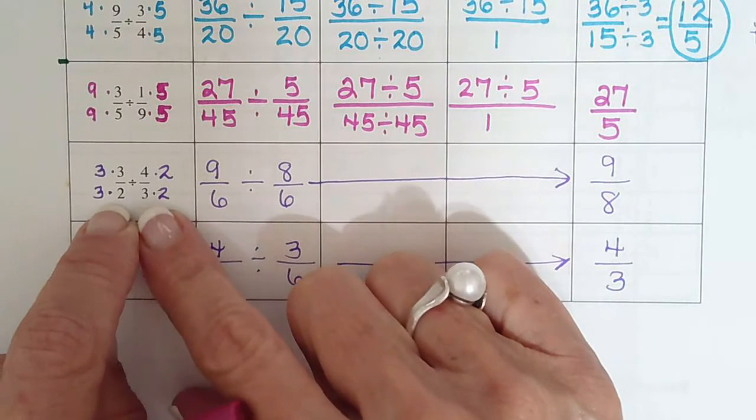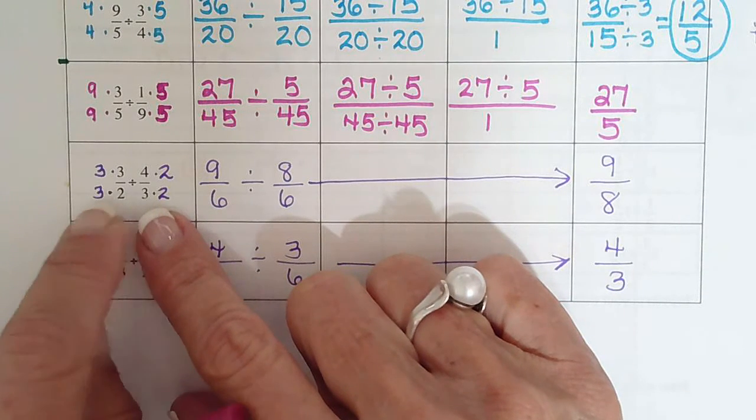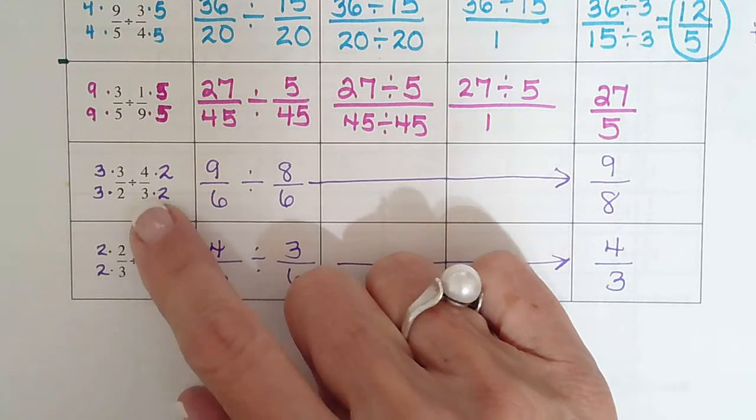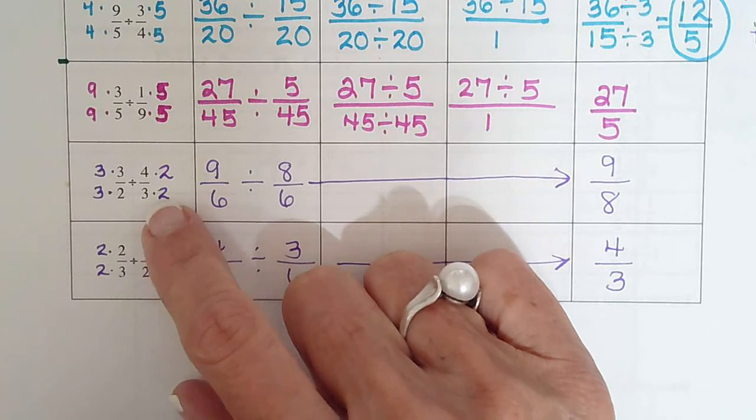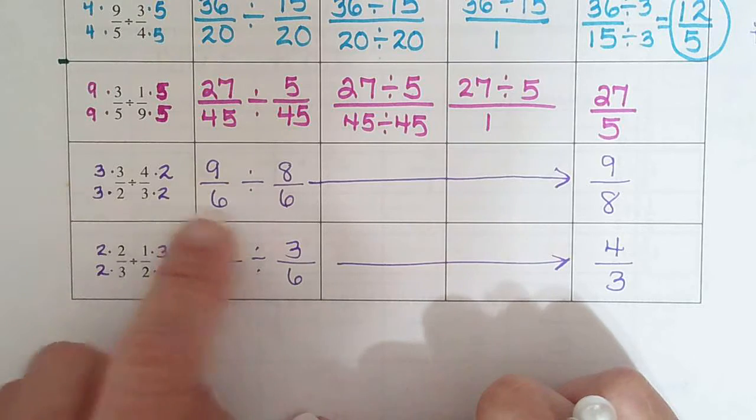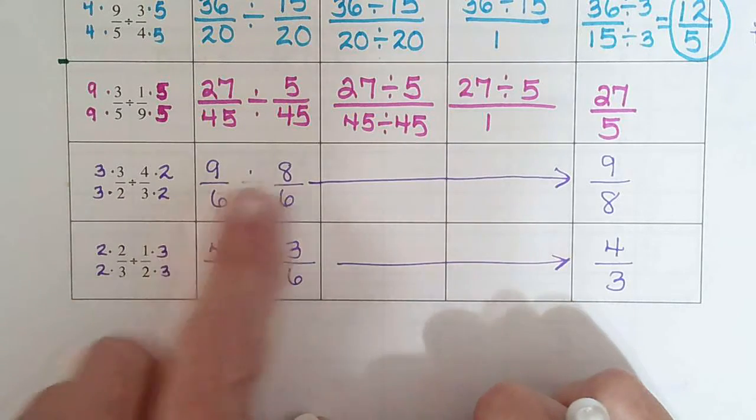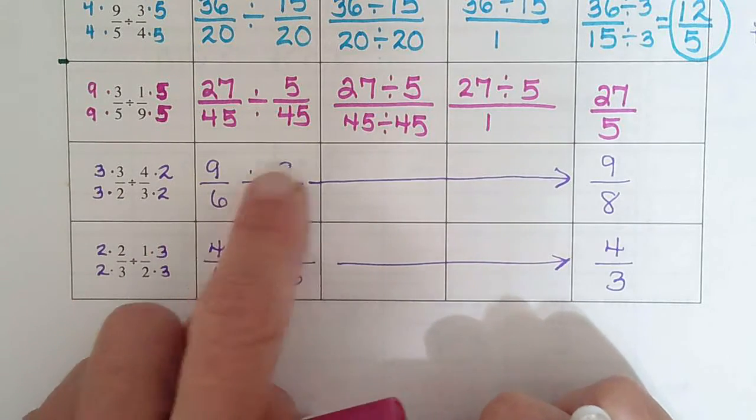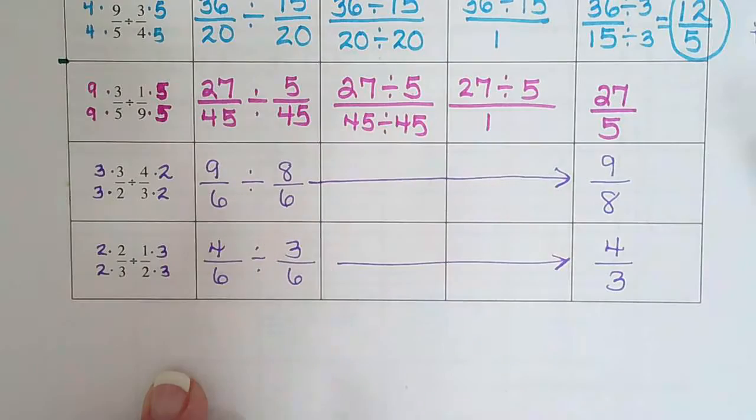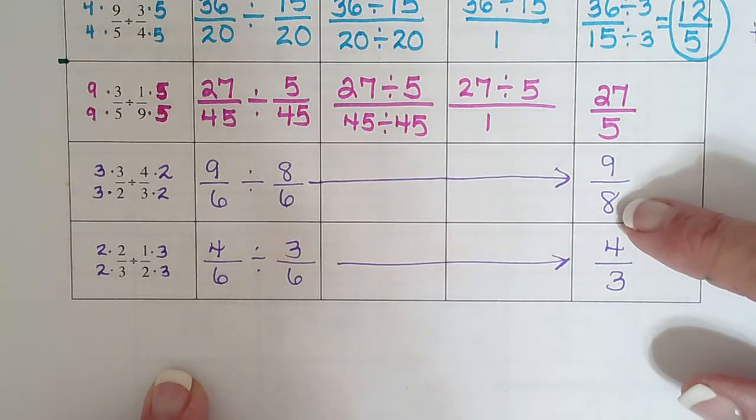So 2 and 3, common denominator is 6. So multiply numerator and denominator by 3 to make that 6. Multiply numerator and denominator by 2 to make that 6. So we get 9/6 divided by 8/6. 9 divided by 8 is your answer, because 6 divided by 6 is 1, and it just goes away. And 9/8 can't be simplified.